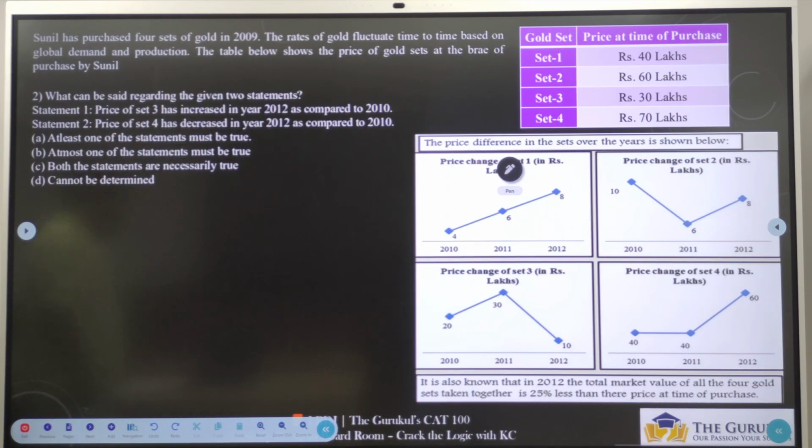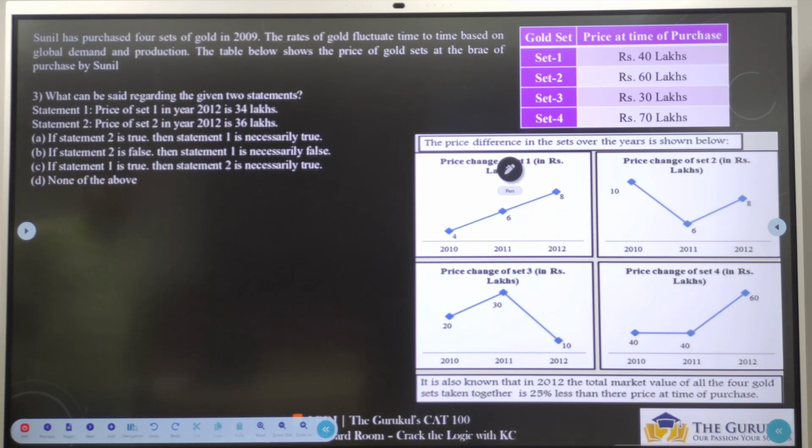So your answer will be at least one of the statements must be true. Perfect. Both statements are necessarily true, this is not happening. Cannot be determined is not happening because we are determining something. At most one of them, maximum one statement is true is what they are talking about. That is not what is happening. Statement 2 is definitely true. Statement 1 can be true or cannot be true. So at least one is true. The second one depends on the condition.